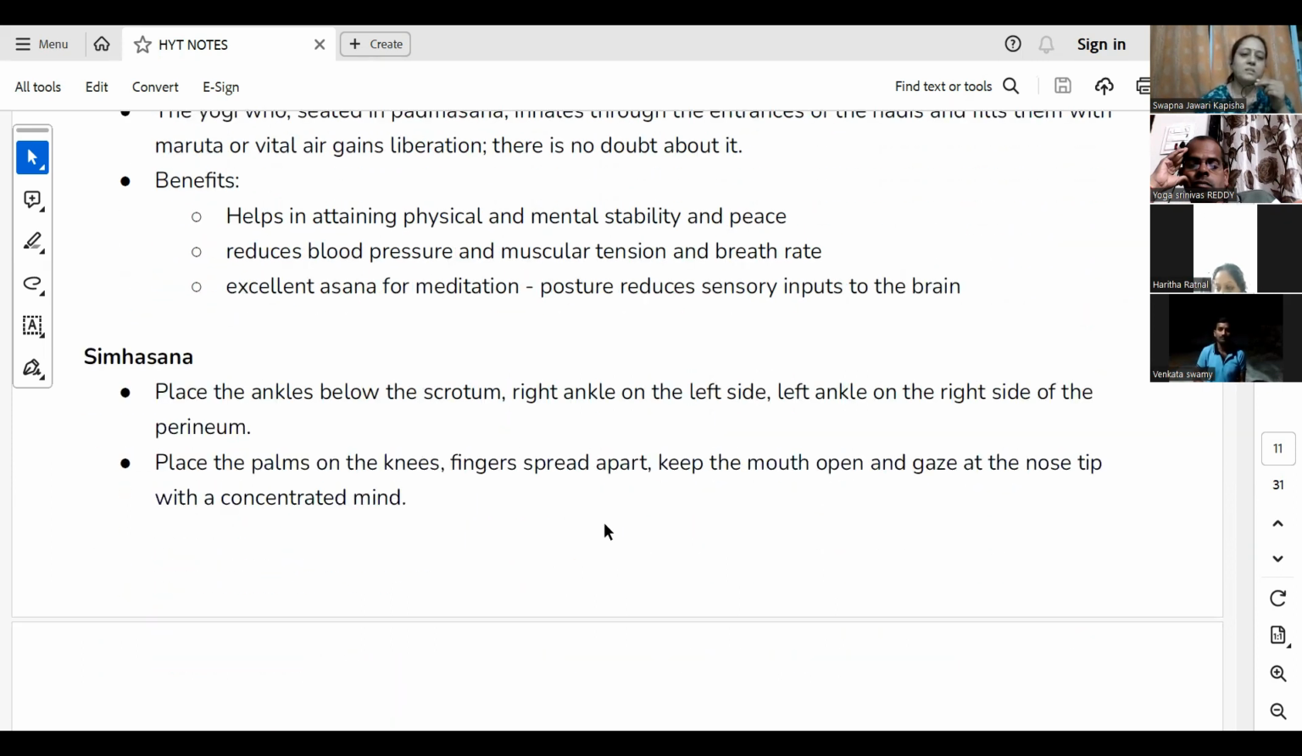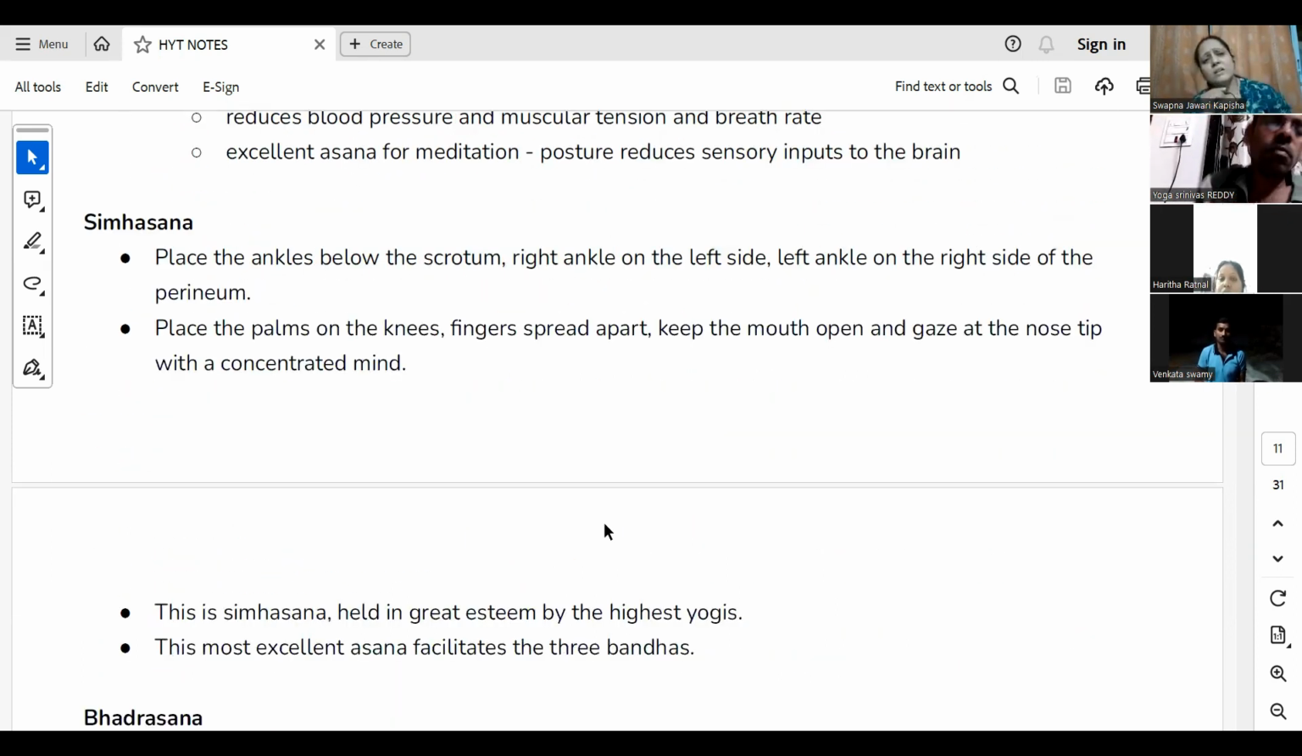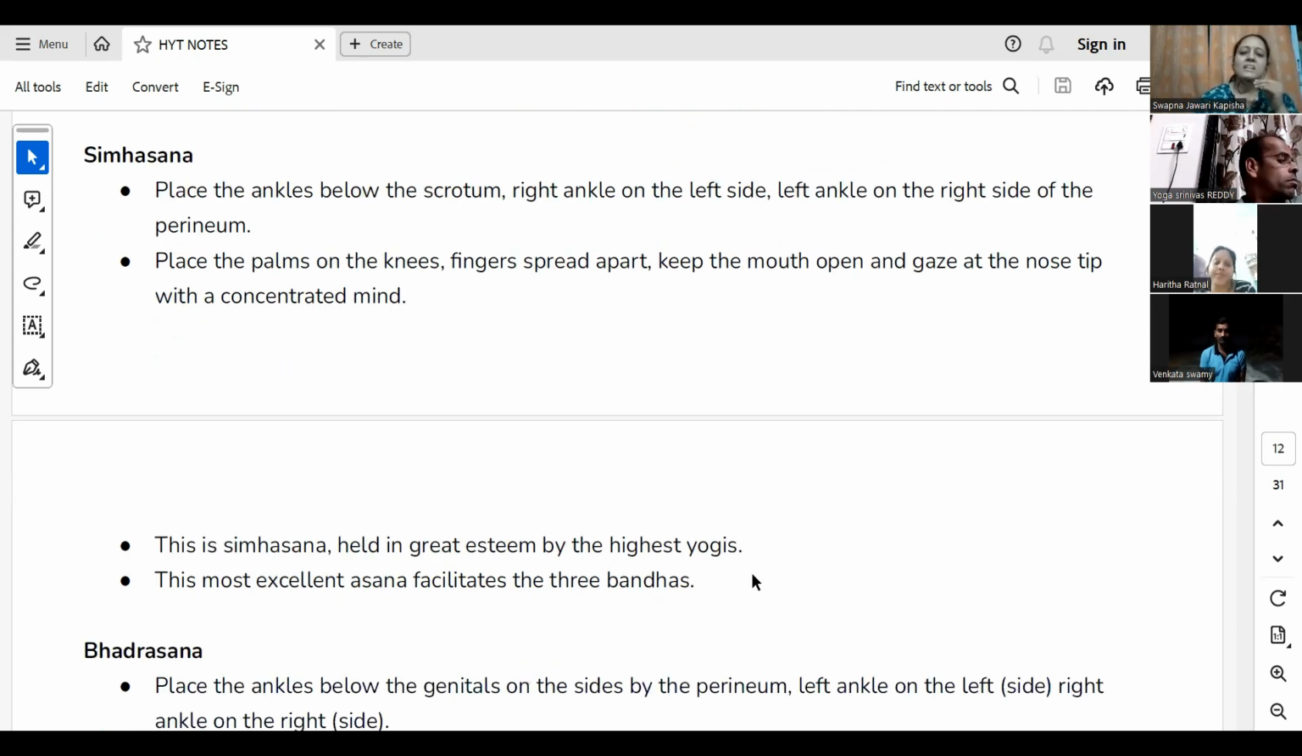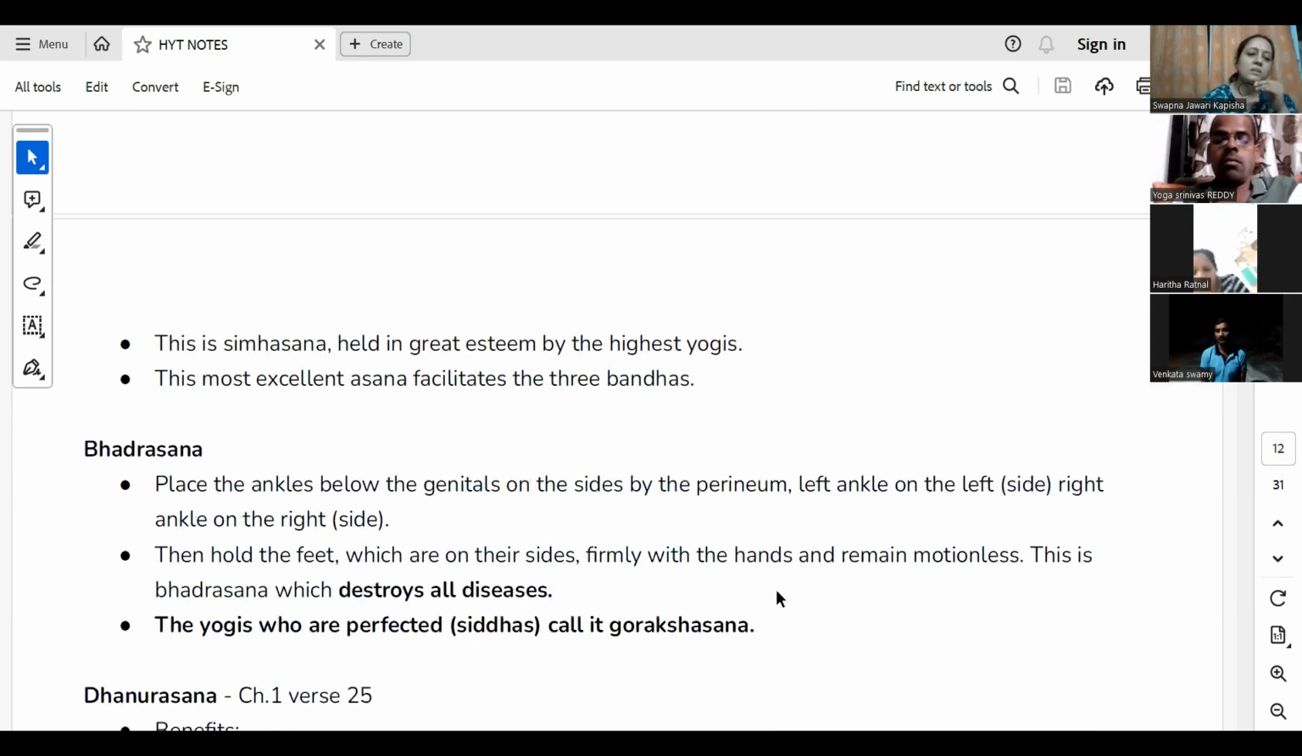That is Padmasana. Simhasana. I think you people know Simhasana too. You just go to the posture. You have to place the ankles below the scrotum, right ankle on the left side, left ankle on the right side. And it is held in great esteem by the highest yogis. The main benefit of this asana, only one point to remember: it facilitates the three bandhas. If you are doing Simhasana, it will help you do the three bandhas easily. Facilitate means easily.